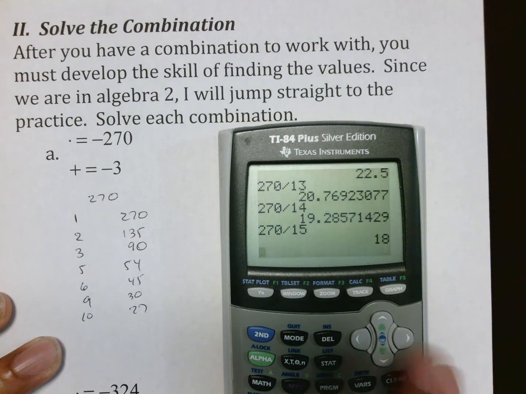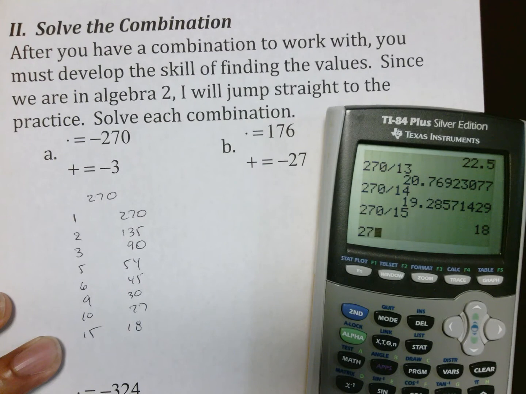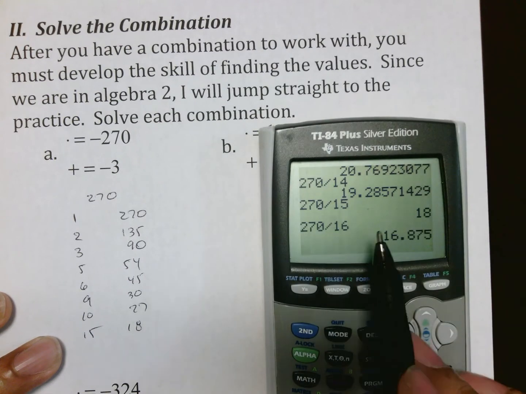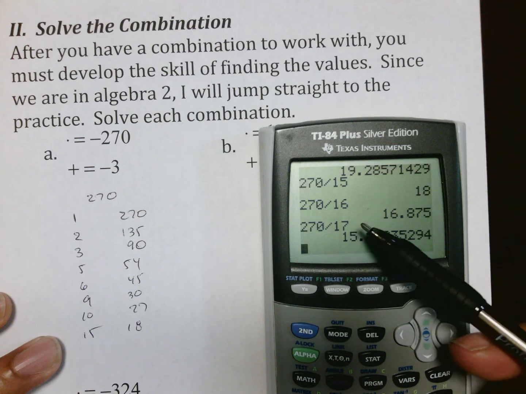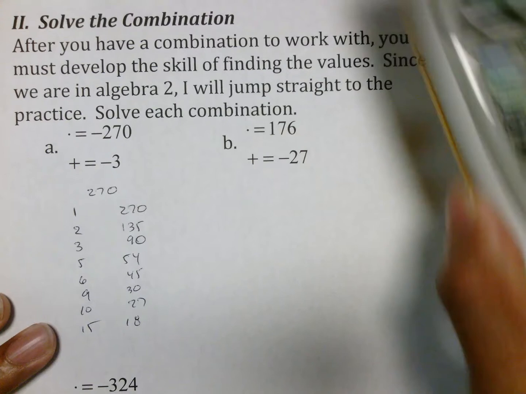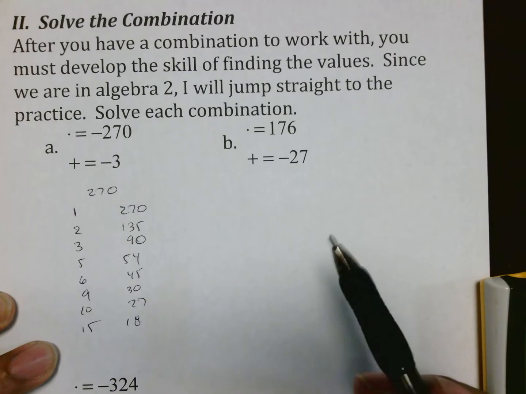270 divided by 15 is 18. 270 divided by 16. Notice that my answer says 16, which means my next one, 270 divided by 17, gives an answer that is smaller. What that means is that the number I'm checking is on the big side. So we make this a small side versus big side list, and here's where you have to use your head.